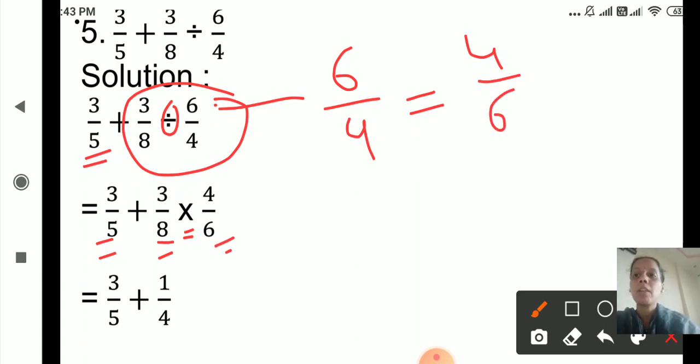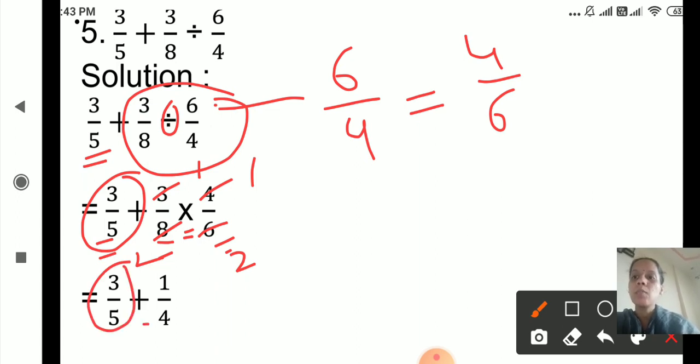Now after this we will cancel these numbers. 4 ones are 4, 4 twos are 8, 3 ones are 3, 3 twos are 6. So we will get 1 upon 4, right? So we have written it here, 3 upon 5 first as it is, and plus 1 upon 4. Now we will do the addition of these rational numbers.